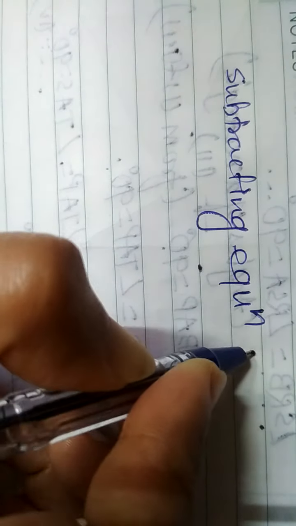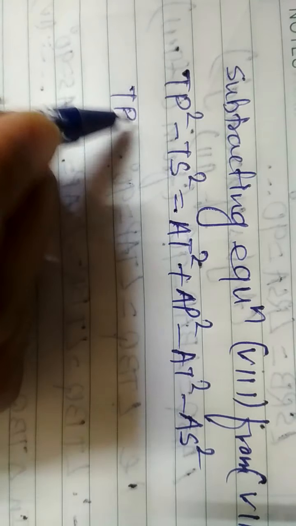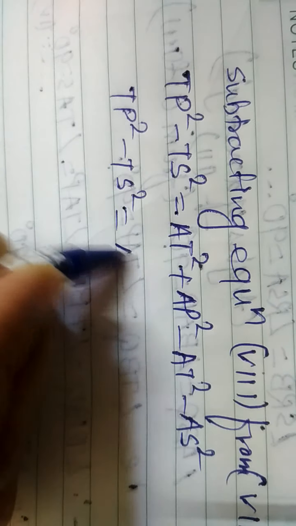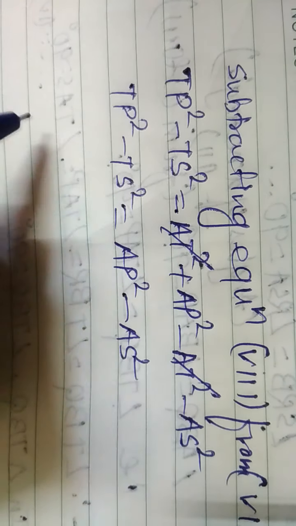Now we will subtract equation 8 from 7. So what will we get? TP square minus TS square equals AT square plus AP square minus AT square minus AS square. That means TP square minus TS square equals AP square minus AS square. This AT square will be cancelled, one is plus, one is minus.